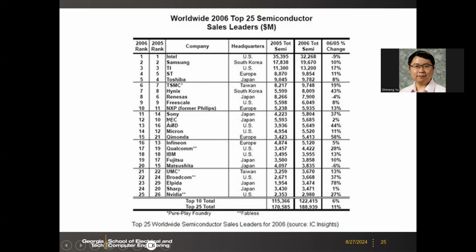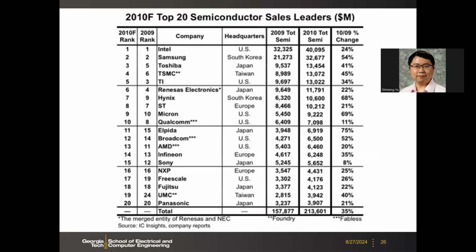So you may see some names like that, and some of those companies may not exist today. Freescale, for example, has already been acquired by NXP, and that's the ranking at that time. And then I will flip the slide, so you will see the changes over the years. So this was back in 2006, and then this is 2010.